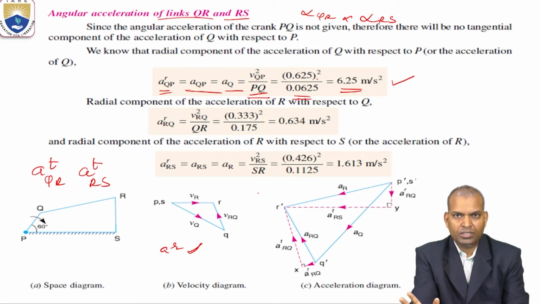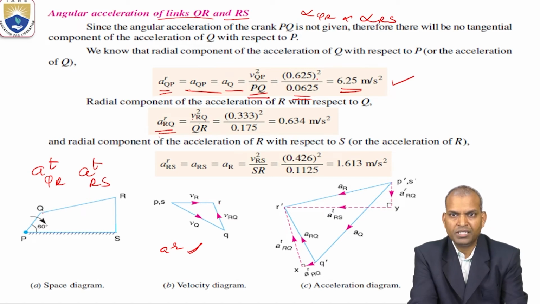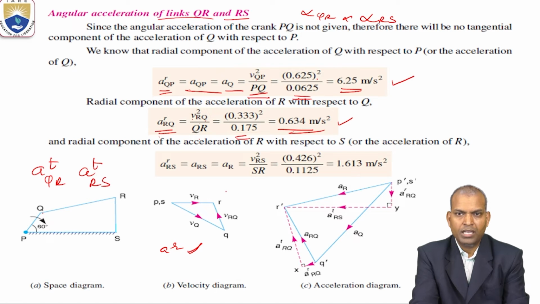That is PQ over. We want the radial component of the next link. Q is connected to R, that is QR. That is ARRQ, the radial component. What is the radial component? VRQ square by QR. VRQ, measured here, is 0.333. 0.333 whole square by 0.175 is 0.634 meter per second square.